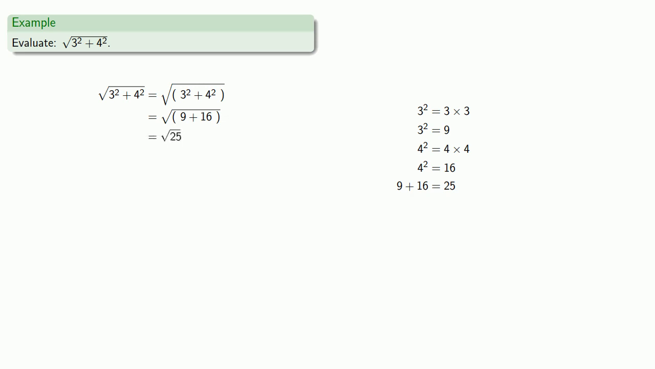Now remember, square root of 25 represents a specific real number. And it's possible that this is the most we can do, and we have to leave our final answer in this form. On the other hand, it's possible that we might know the square root of 25. And if we do, we can go one further step. In this case, square root of 25 is a real number that you should either know or be able to figure out. Square root of 25 is equal to. And so our final answer is 5.